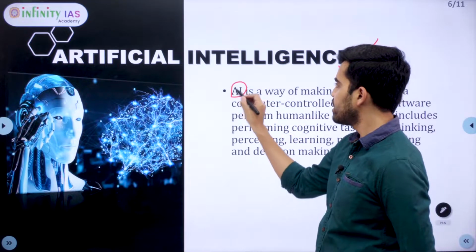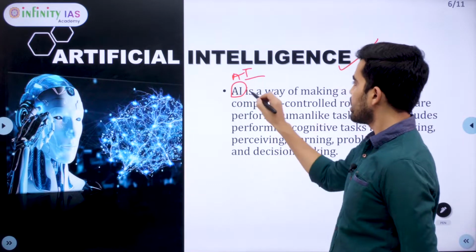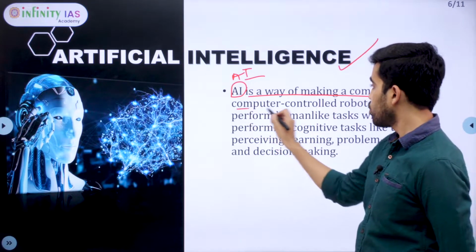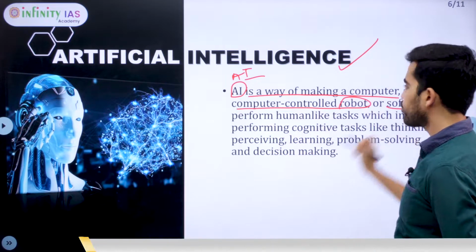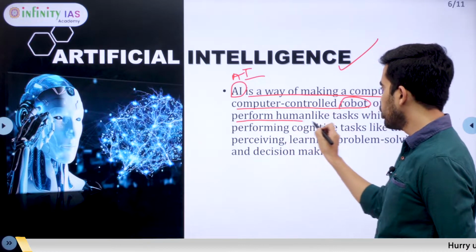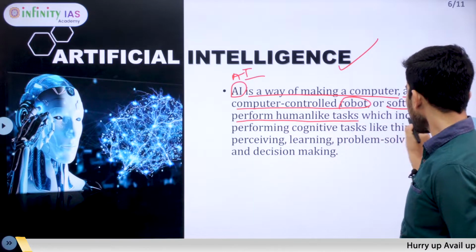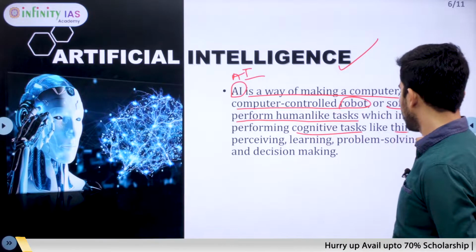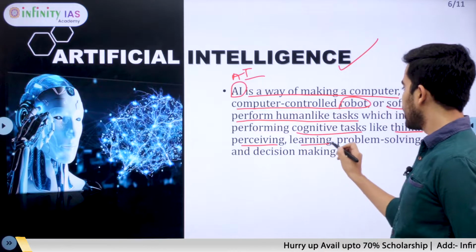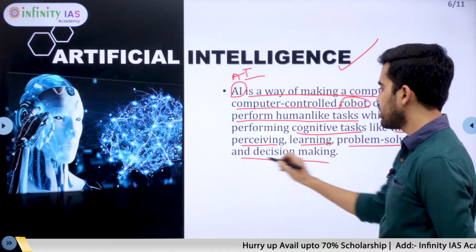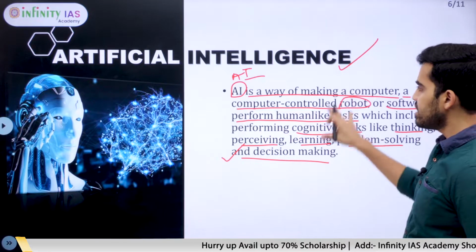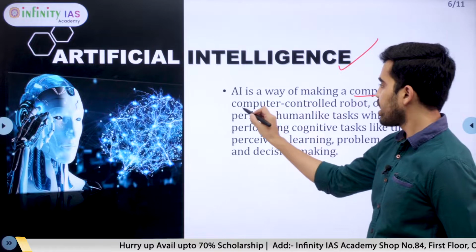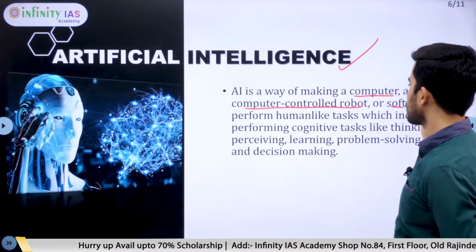So artificial intelligence, or AI, is a way of making a computer or a computer controlled robot or software perform human-like tasks, which include performing cognitive tasks like thinking, perceiving, learning, problem solving, and decision making. So here we'll see the keywords. AI can be a computer controlled robot, or a software.